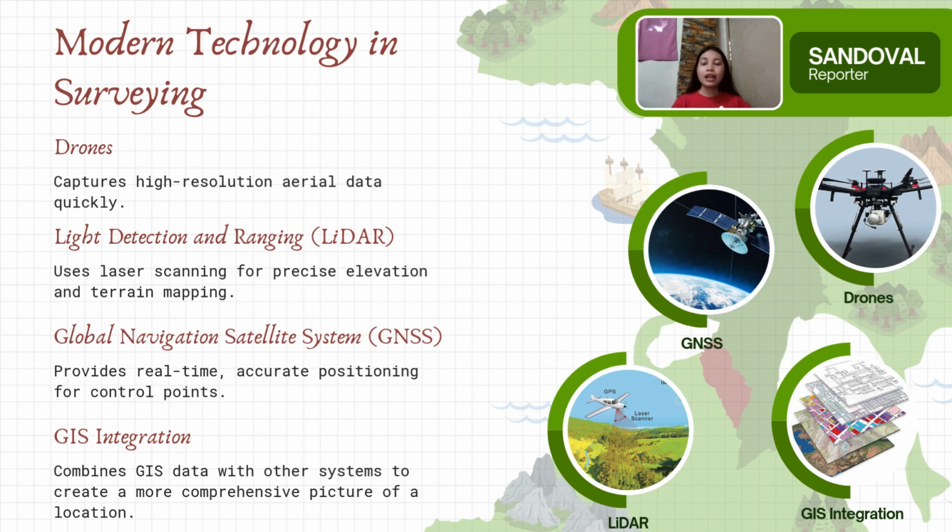And lastly, the data that we collected from drones, LiDAR, and GNSS is brought together and analyzed through Geographic Information Systems or GIS. So the GIS helps surveyors or geodetic engineers analyze and visualize information, which allows them better decision making and planning. So, whether it is for urban development, land management, or disaster response, technology is making surveying smarter, faster, and more reliable.